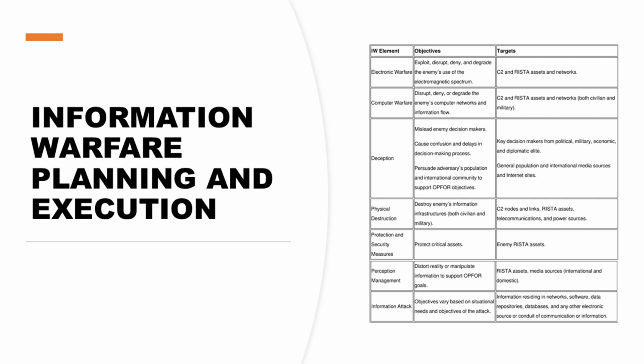Any or all elements of information warfare may be effectively used in any given plan. The image here provides examples of objectives and targets. Threat information warfare planning occurs at all levels of conflict and before and after conflict. At the strategic level, the initial focus is achieving state objectives and supporting the strategic campaign plan. Perception management, protection and security measures, and computer warfare activities are critical at this level.